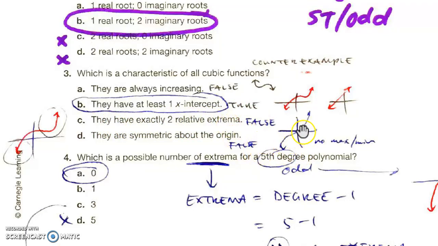Here is y equals x to the third. It is the parent function of the cubic function. Notice how there is no maximum or minimum. That's what an extrema means. So it has 0, so that's false. Remember, the word is all.